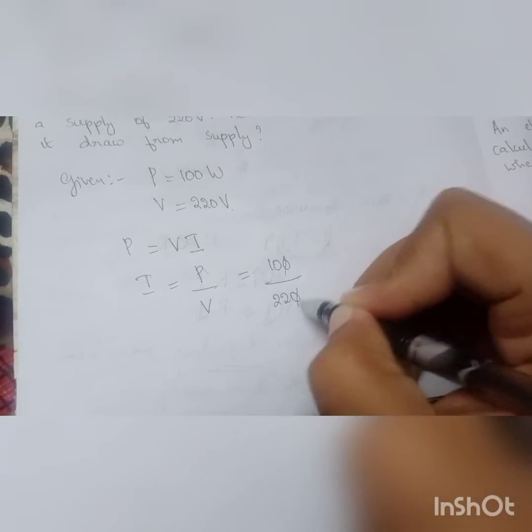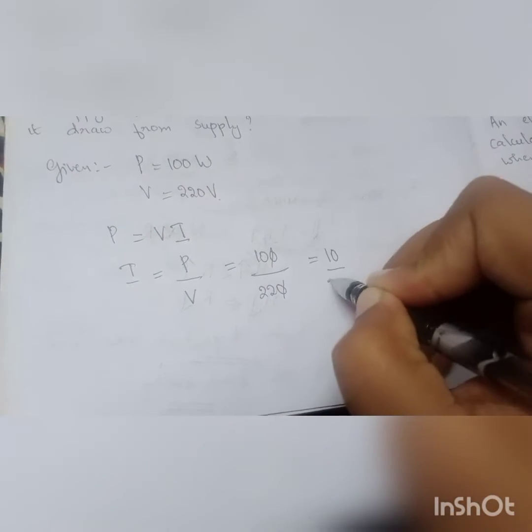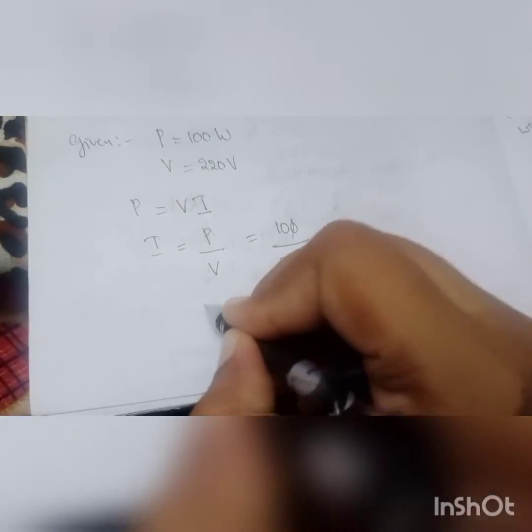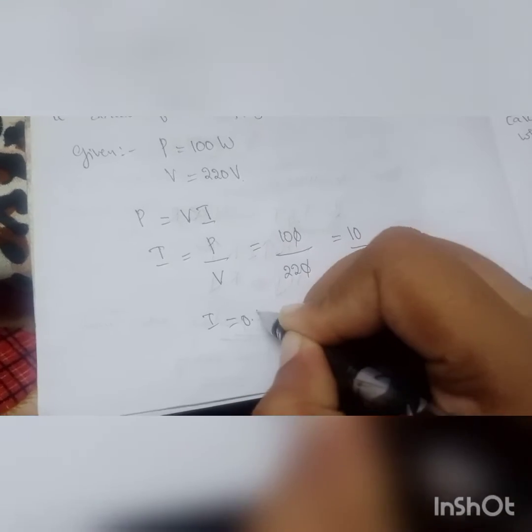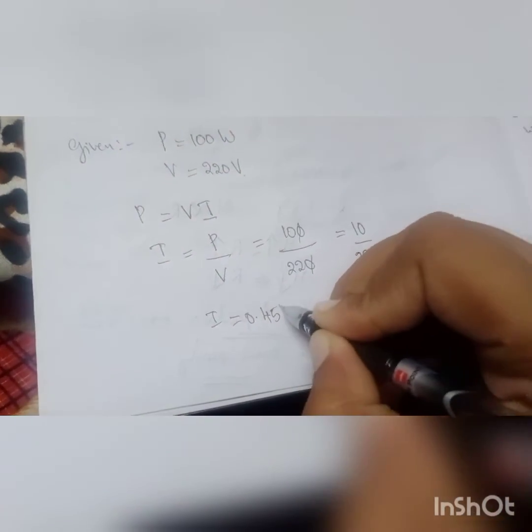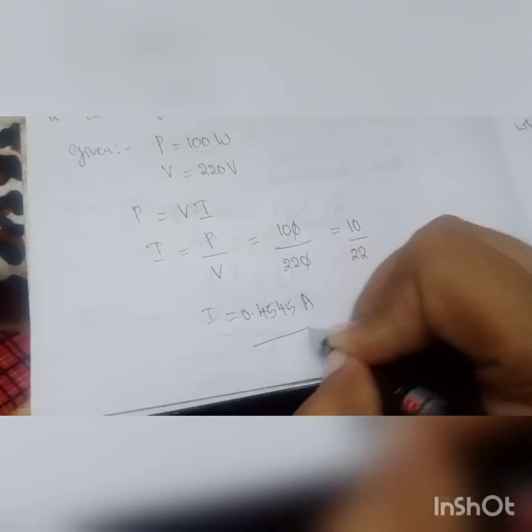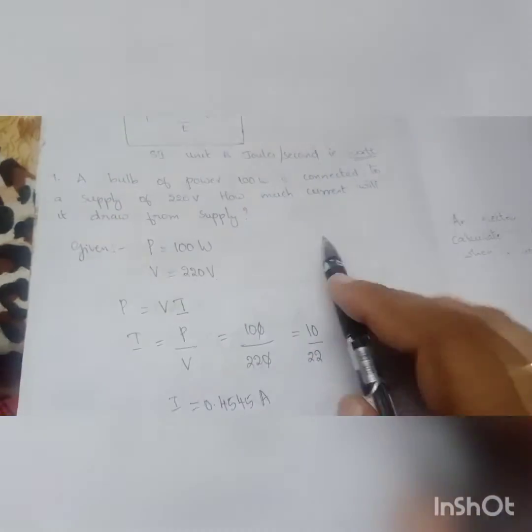Okay, so if we cancel, we'll get the answer as 10 divided by 22, or we'll get the value for current I is equal to 0.4545. So this is the answer for the current.